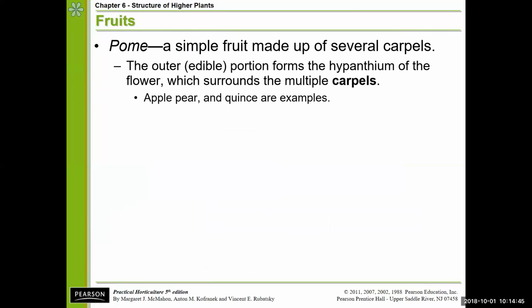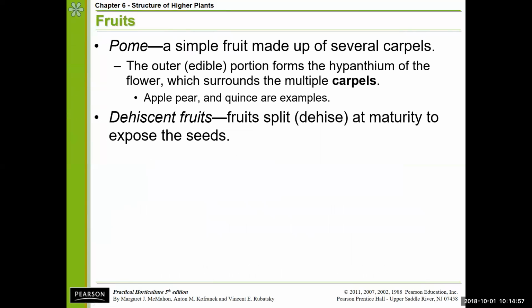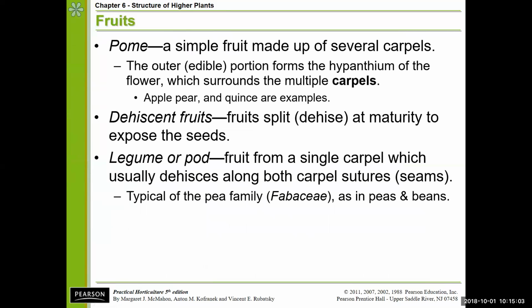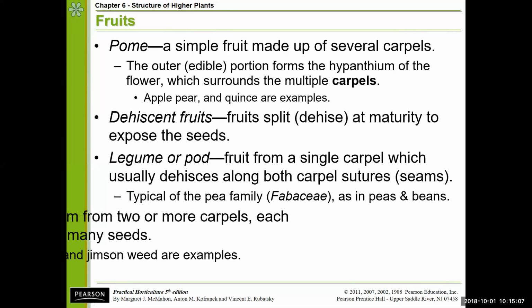Pomes are also unique to the rose family, and actually there's only a few: apple, pear, and quince, and they have these unique kind of dry cells within them. We have dehiscent fruits that split open at maturity to expose the seeds. We got legumes or pods in the bean family.